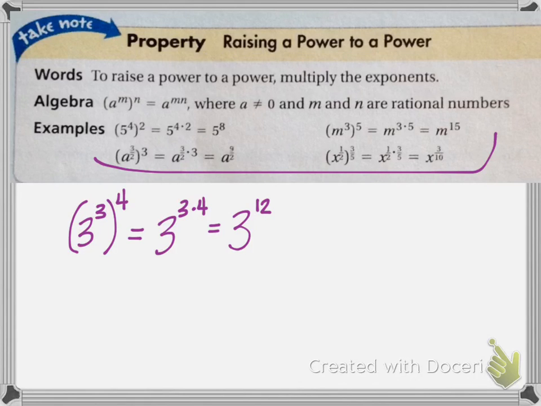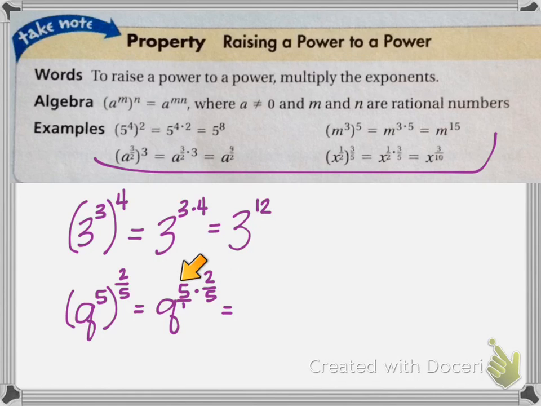Then we could do a variable and say q to the 5th to the 2/5. So again, that's power of a power. So we're going to multiply them. It's going to be q to the 5 times 2/5. This is a whole number, but you can make it a fraction by putting it over 1. When you multiply fractions, you multiply all the way across the top. 5 times 2 is 10. This will be q to the 10 over, and then all the way across the bottom, 1 times 5 is 5. And always reduce if you can. So q to the 10/5 is actually going to be q to the 2nd.